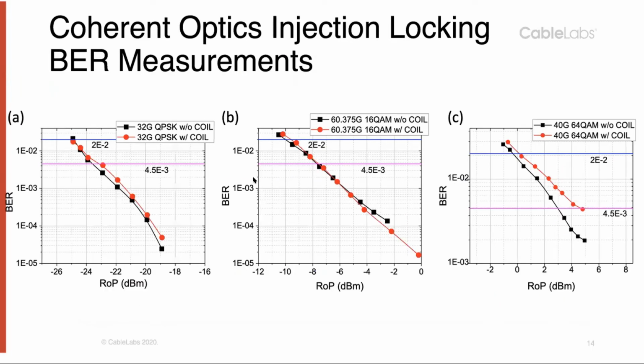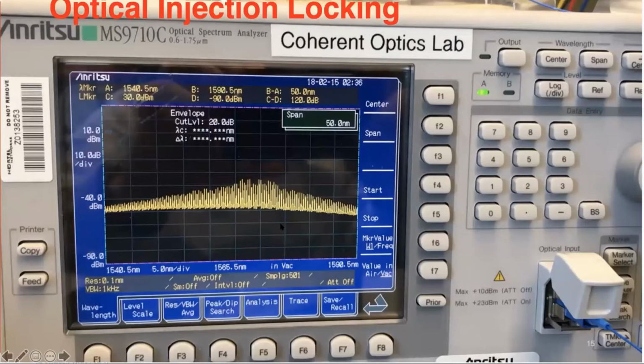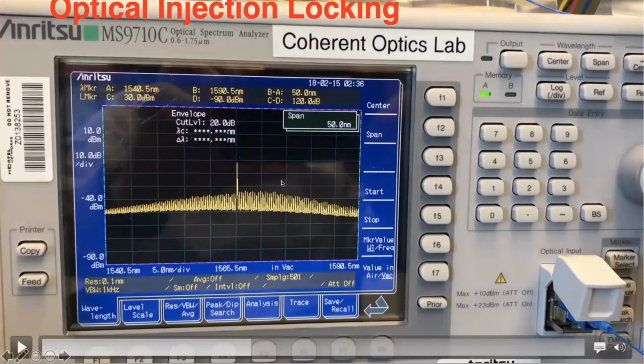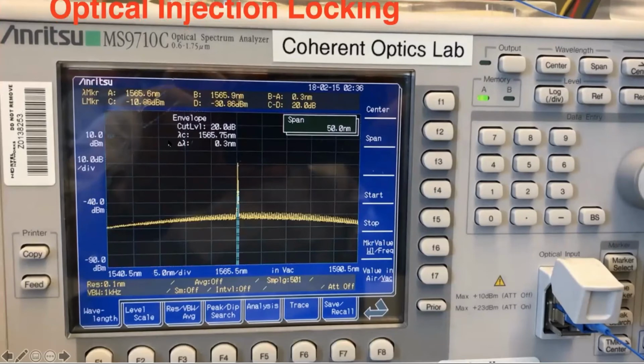One of the metrics is shown here, how they perform. The black curve is the ECL performance, while the red curve is the injection lock performance. So almost no difference in 32 gigabaud QPSK, no difference in 16 QAM in the middle. You start seeing the difference in 64 QAM, but it's still correctable with FEC. So you see here the FP prior to injection locking. As we introduce injection locking, now you have the high spectral purity signal. So the linewidth is exactly the same as the ECL.